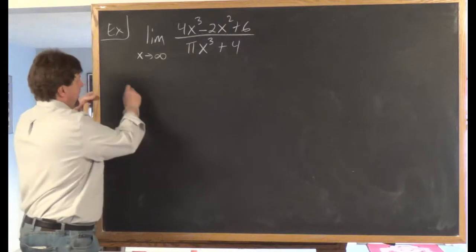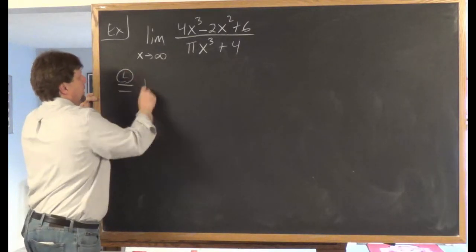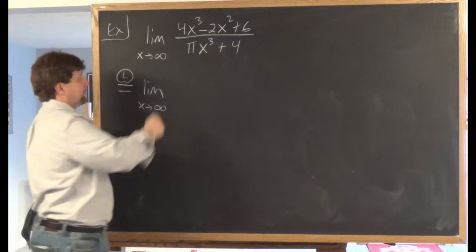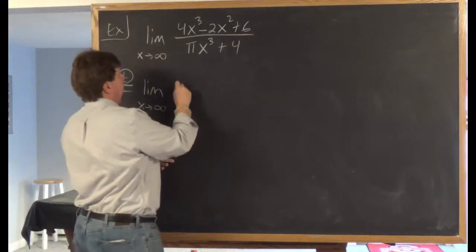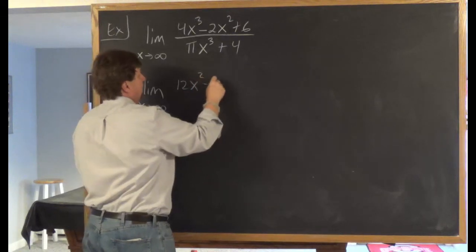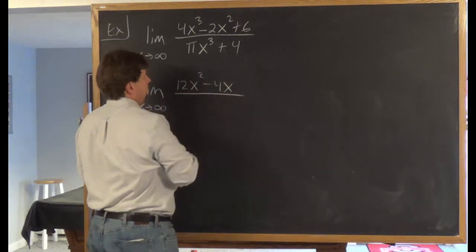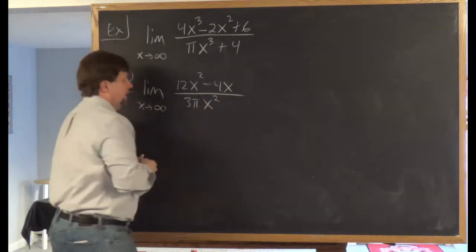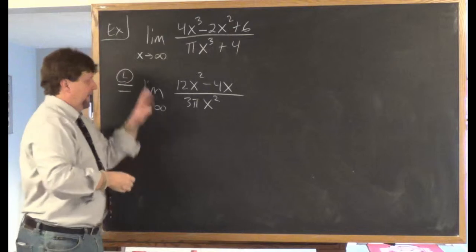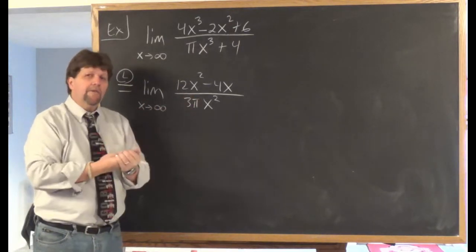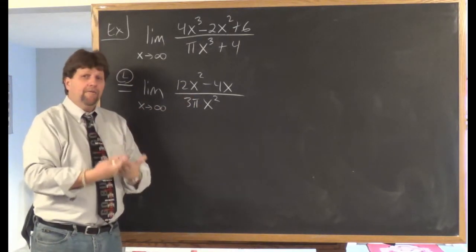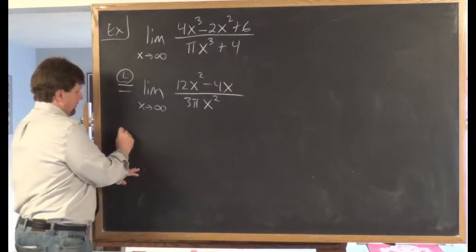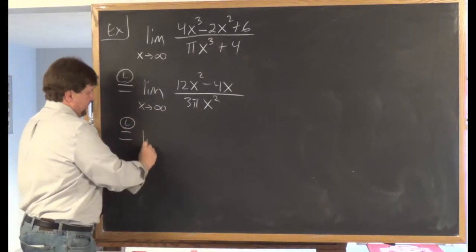So here we go, cranking it through L'Hopital's rule. We have the limit as x approaches infinity, derivative of the numerator 12x squared minus 4x, derivative of the denominator 3 pi x squared. All right, folks, if you think about substituting, you still have the form infinity over infinity. Got to go to the hospital again. So, one more trip back to the hospital.